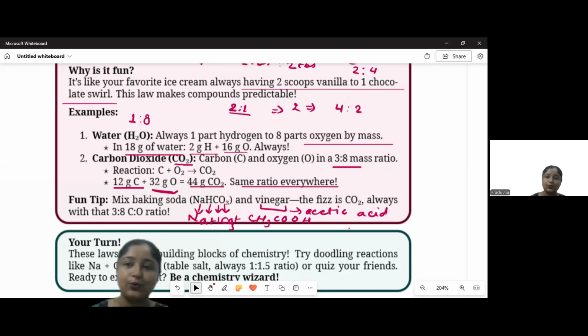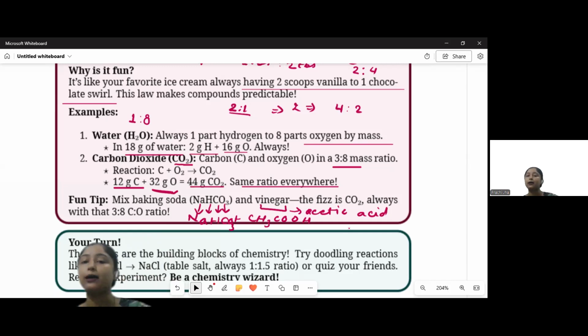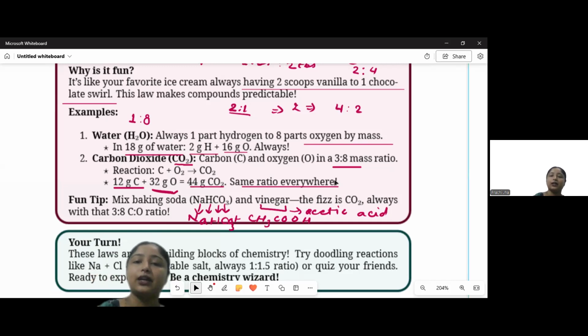So that is what you have to do to make one compound of carbon dioxide. You need 3 grams of carbon by mass and 8 grams of oxygen by mass, and that is how you can make carbon dioxide, right?